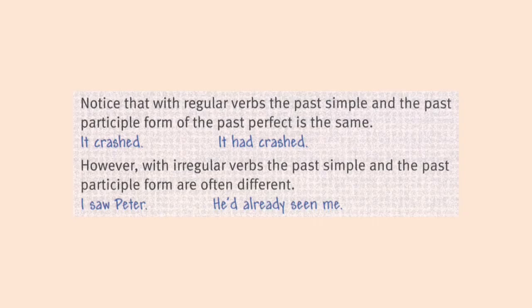But obviously, as you already know, there are regular verbs and irregular verbs. With the regular verbs, you don't have to think a lot about the past forms. You simply add the -ed and you get the past simple form, and the past perfect is built in the same way, only you have to use the auxiliary verb to have in the past simple form, so it had crashed. However, with the irregular verbs, the past simple and the past participle form are often different, and they have to be learned by heart. Like in this example, I saw Peter, he'd already seen me, and the present simple form or the infinitive of this verb is to see.